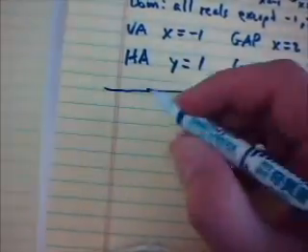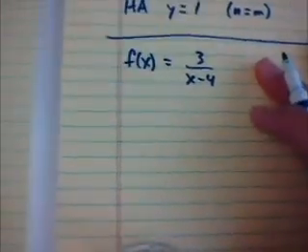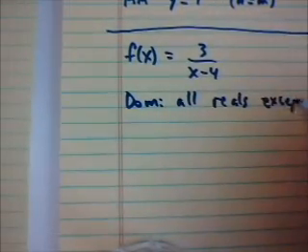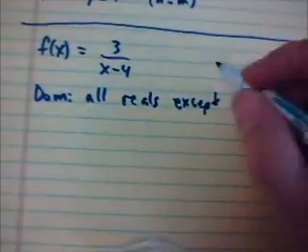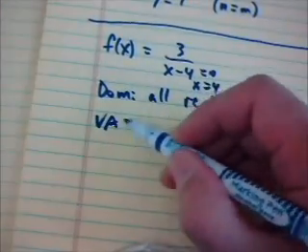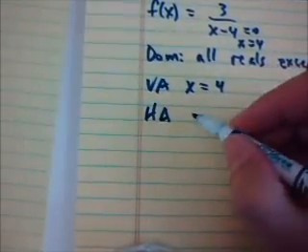Alright, last example. f of x equals 3 over (x - 4). And the domain, all reals except whatever makes the denominator equal 0. So that would be 4. You can't have 0 for the denominator. Okay, you can't divide by 0. The VA is going to be 4, and so x equals 4.